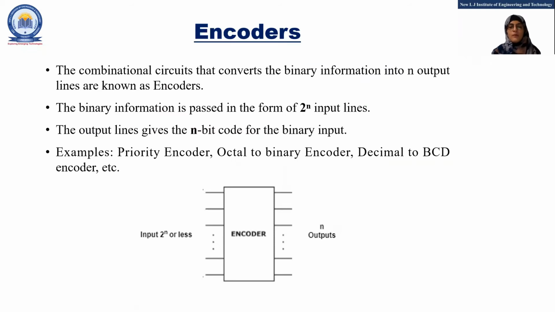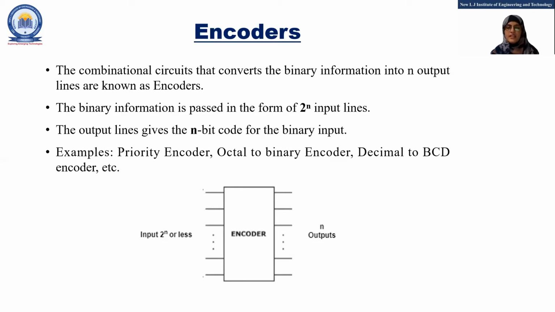So encoders are combinational circuits that convert the binary information into n output lines. The binary information is passed in the form of 2 raised to n input lines and it will give an n-bit code for that binary input. As shown in the block diagram, the input is 2 raised to n or fewer lines and the outputs are n outputs. The examples of encoders are priority encoders, octal to binary encoders, decimal to BCD encoders, etc.